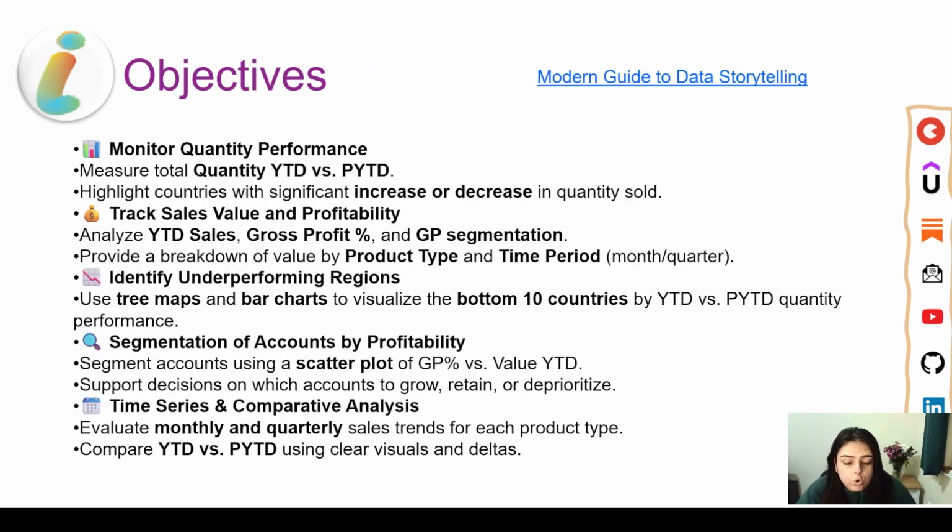So the objectives of our report would be to monitor quantity performance, track sales value and profitability, identify underperforming regions, segmentation of accounts by profitability, time series and comparative analysis. So here in this slide you can see that along with the objectives, I've made sure to write about the kind of charts which we would be making.